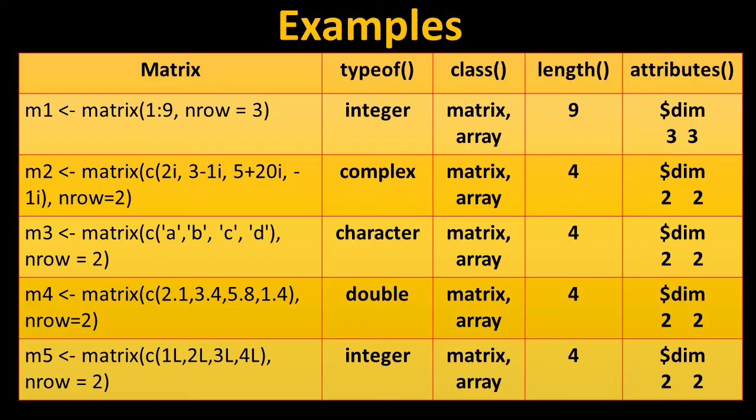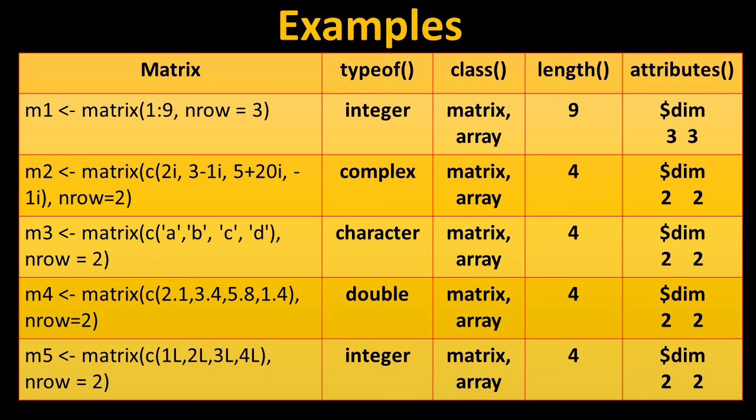Say for example, we have created first matrix M1 with 9 elements and 3 rows. So the type of M1 would be integer. Class of M1 would be matrix and array. Length will return us 9 as 9 elements are there, and attributes will tell us that it has 2 dimensions, that is 3 rows and 3 columns.